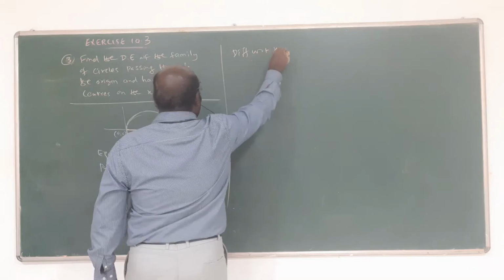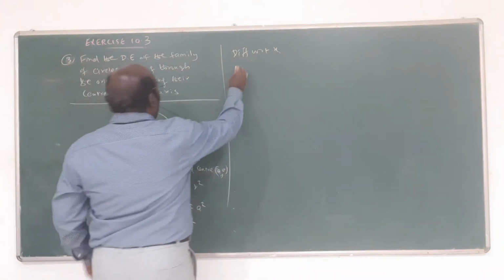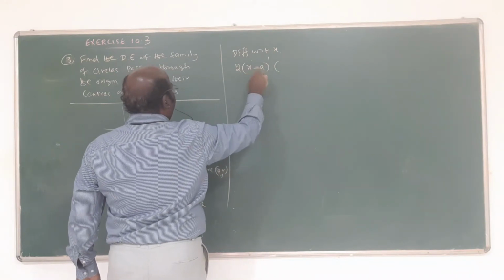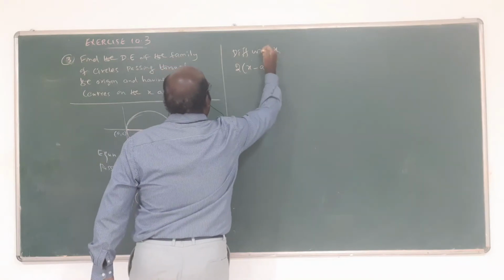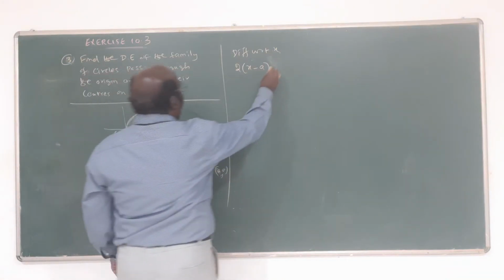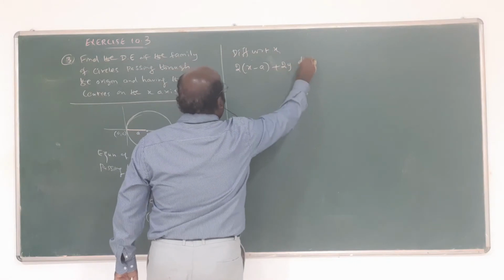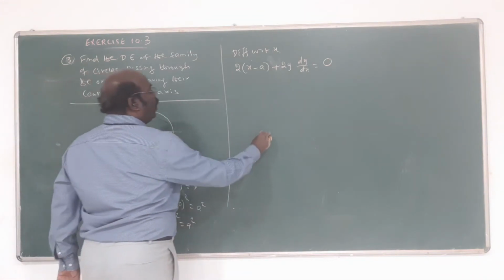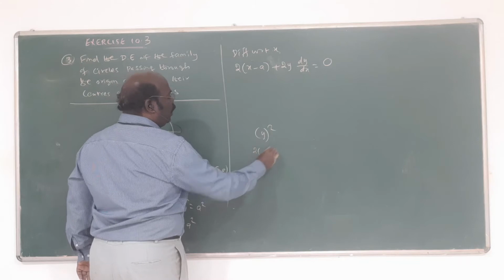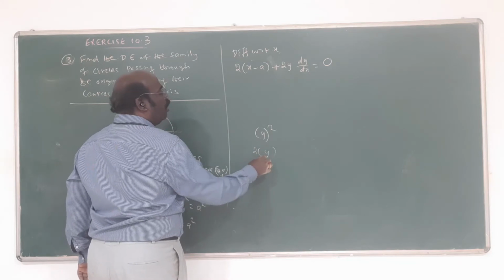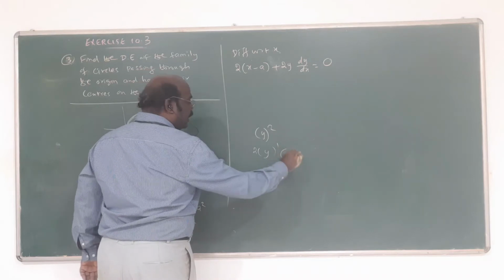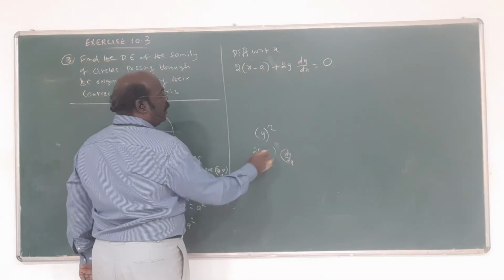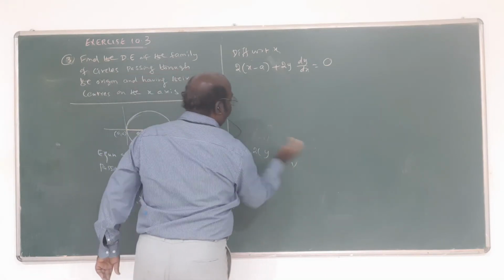Differentiate with respect to x. (x minus a) whole square gives 2 into (x minus a) to the power 1 into the derivative of (x minus a), which is 1 minus 0. So 1 minus 0, a is eliminated. Plus y square becomes 2 into y into dy by dx. A square is a constant. Y whole square: the power is reduced by 1, into the derivative of y, which is dy by dx. So 2y into dy by dx is the derivative of y square.